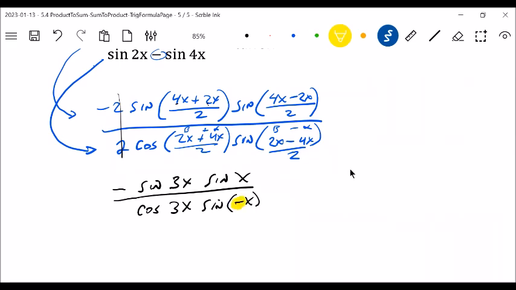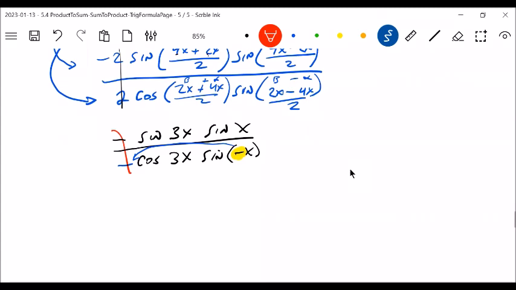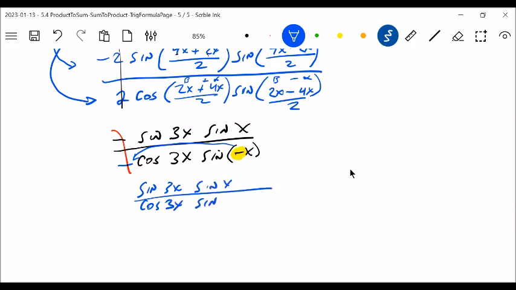this negative here can go in front of the whole thing, but when it does, it cancels out with the top one. So we have no more negative anyway. Okay, so now what we have is sine 3x, cosine 3x, and sine x over sine x. Well, sine x and sine x, those cancel each other. And sine over cosine means tangent. What we have now is tangent of 3x.